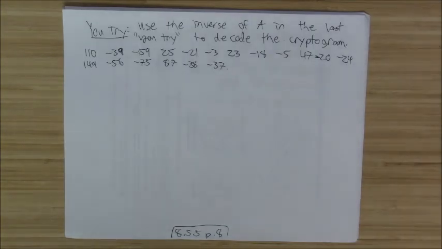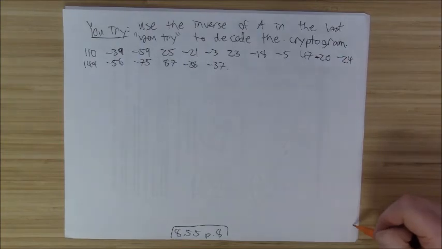And now it's your turn to go through the lengthy process. Go ahead and use the inverse of the A in the last Try example. Look back at that, and you'll need to find the inverse of it, and then you can use it to decode the cryptogram. On the count of 3, I'll reveal the solution.